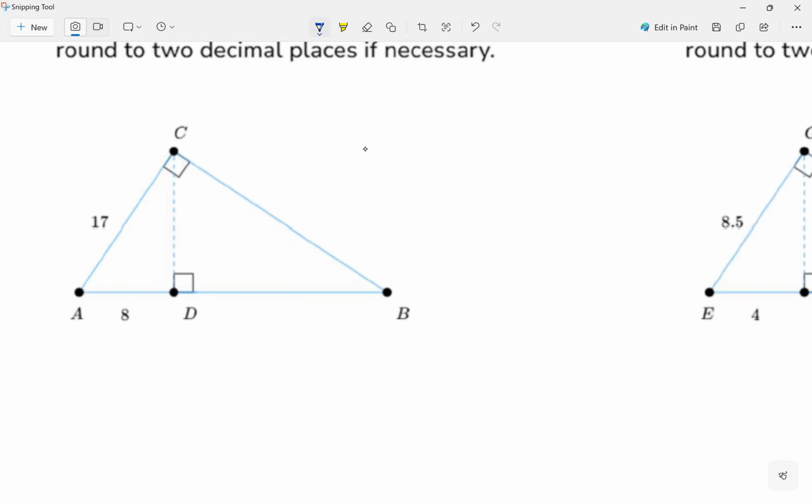Let's say the small triangle here. Remember, I used to call this the small side, the medium side, and the large side. From my red triangle, remember I have to go small, medium, and large. So I know the small side is 8. The medium side, I don't know, but the large side is 17.